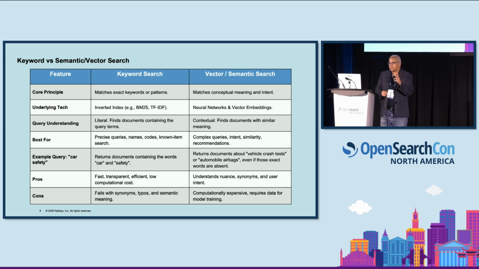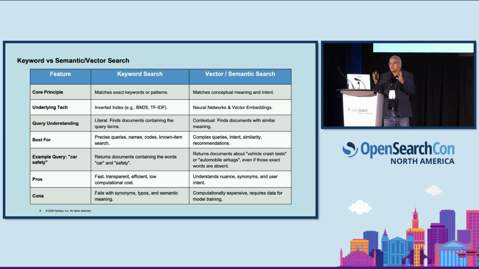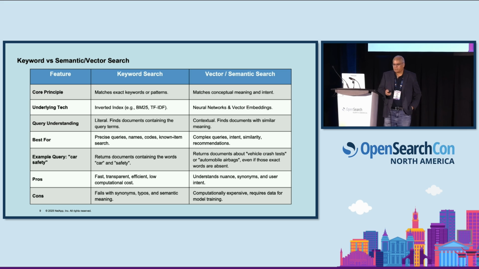Vector search, on the other hand, can understand nuances, synonyms, things like that, but it is costly. So those are the two things that we have to compare.